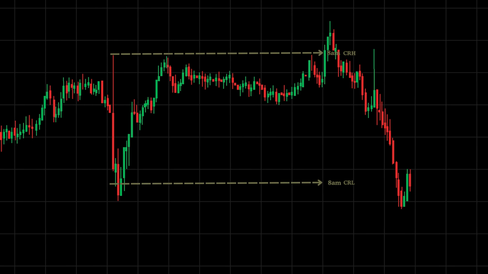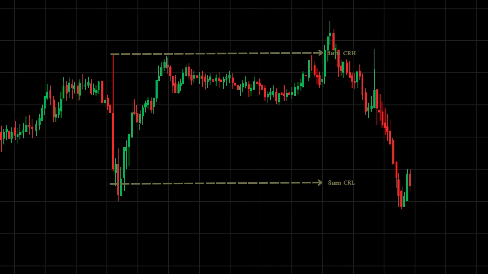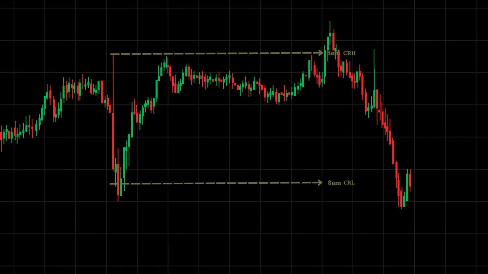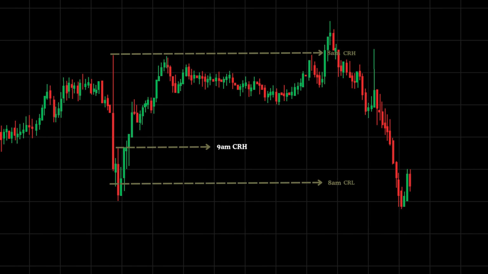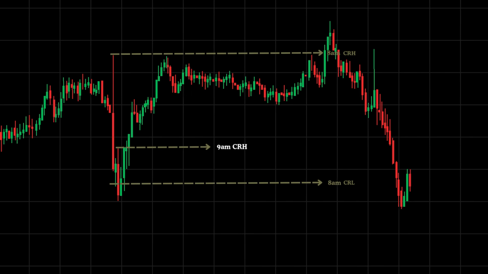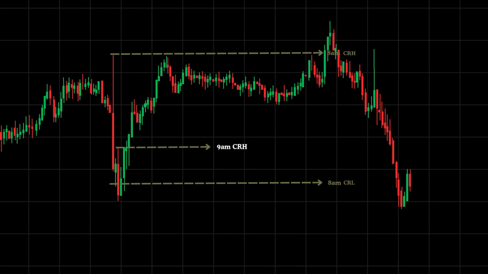Accumulation: price consolidates within the range. Manipulation: the 9 a.m. candle sweeps below the range, taking out sell-side liquidity. Distribution: a strong bullish candle closes back inside the range. This confirms that a high-probability CRT model has formed. Now, it's time to execute with precision.